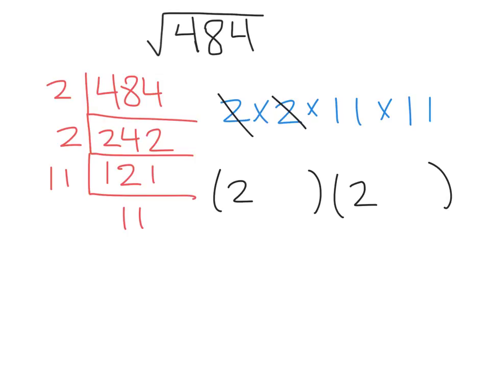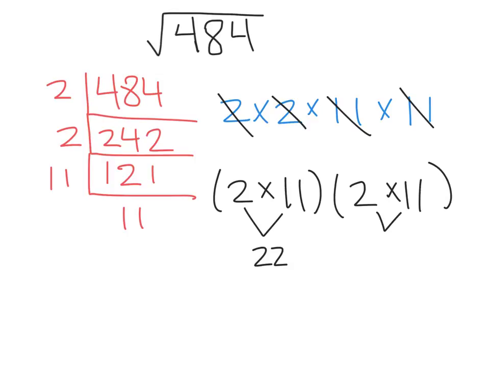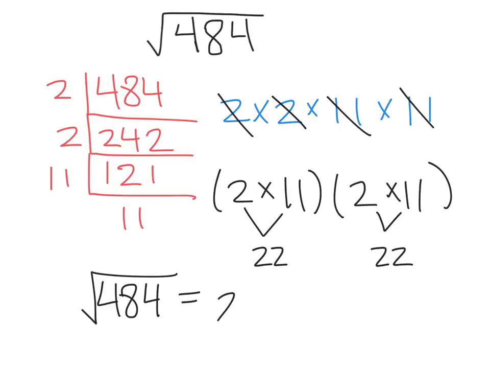Now I have 2 11's, so I'm going to put 1 into each group. 2 times 11 is 22. So the square root of 484 equals 22.